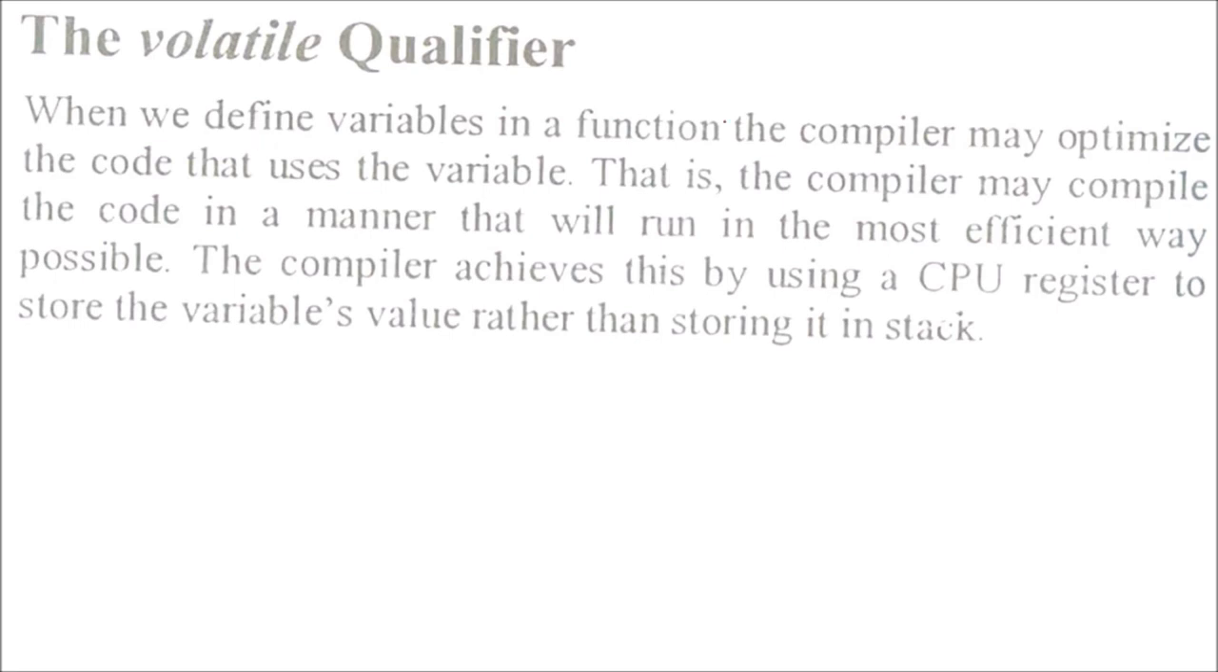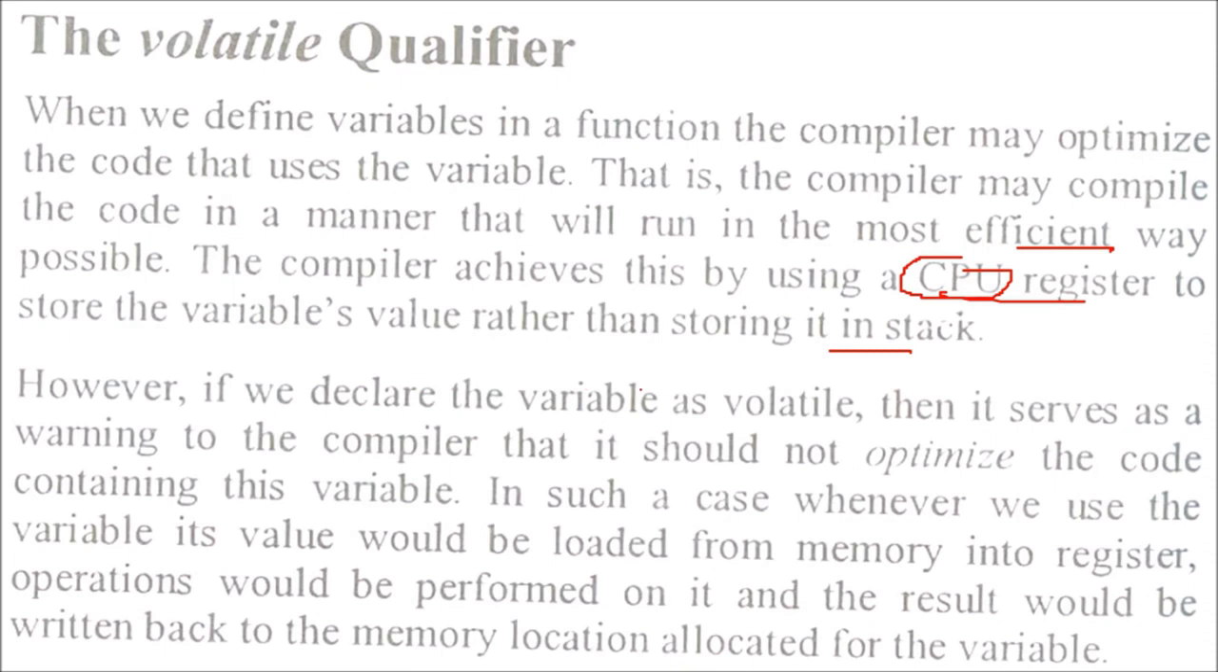The volatile qualifier. When we define a variable in a function, the compiler will try automatically to optimize the code that uses the variable. That means that the compiler may compile the code in a manner that will run in the most efficient way. This is done by every compiler in the most efficient possible way. So the compiler achieves this by using the CPU register to store the variable value rather than storing it on a stack. But if we declare the variable as volatile, it serves as a warning to the compiler that it should not optimize the code containing the variable. So if you have placed it as volatile, it will not optimize.